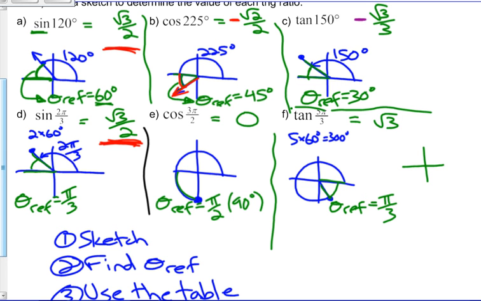Now, just checking against ASTC. I'm ending up in the 4th quadrant. Only cosine is positive there, meaning that tangent must be negative. So our answer is negative root 3.